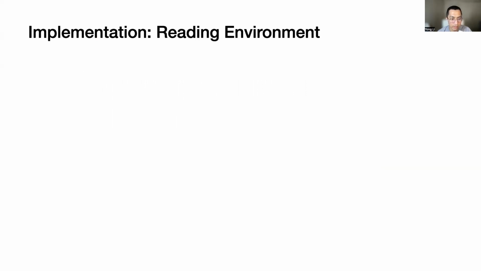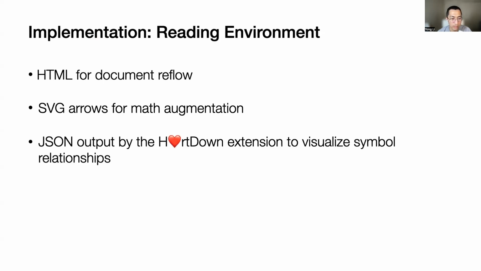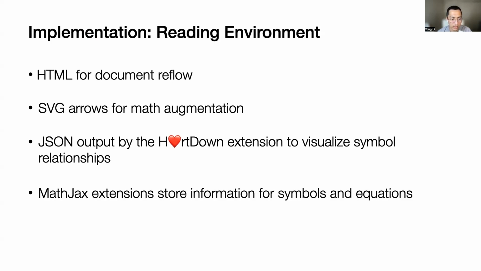The paper reading environment uses HTML for document reflow, SVG arrows for math augmentation, and JSON output by the rtDown extension to visualize the symbol relationships and enhance the paper reading experience. We leverage MathJax extensions to store information for symbols and equations in the HTML tags generated by MathJax when displaying LaTeX math. This allowed us to access the symbols in a structured way from JavaScript, which implements the dynamic interactive aspects of our reading environment and styles the symbols using CSS.